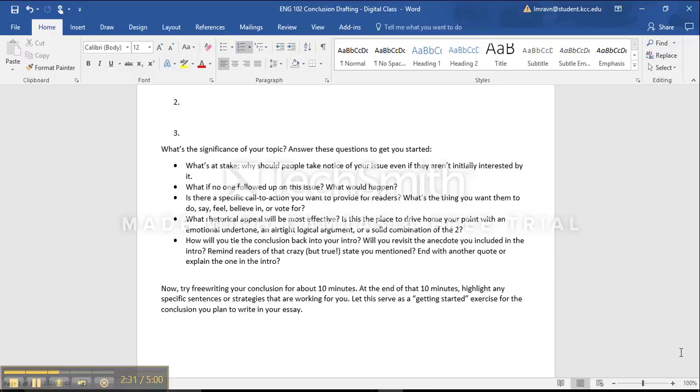The second part of the conclusion drafting that we need to focus on is the significance of the topic. So you need to answer several questions to get you started. I've listed some questions here, and these are just to get you thinking about, why is your issue important? Why should your audience read the paper? Why should they believe you? And so you want to answer questions like, what's at stake? Why should people take notice of your issue, even if they aren't initially interested by it? Because for some of your readers, they might not be completely interested, or they might not buy into what you're saying. So you really want to make sure that you make it relevant for them and mention that in the conclusion.